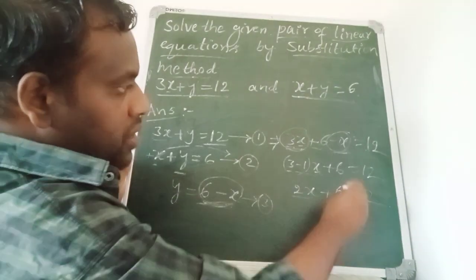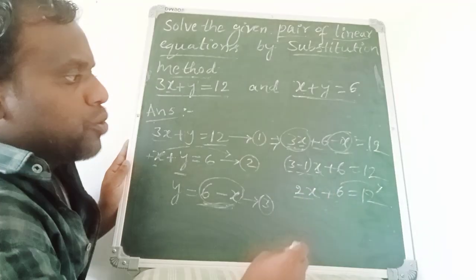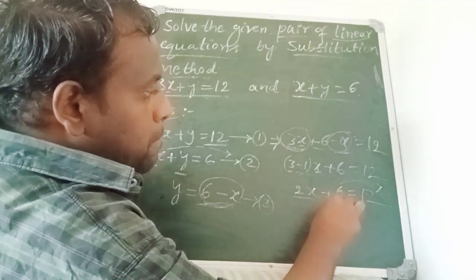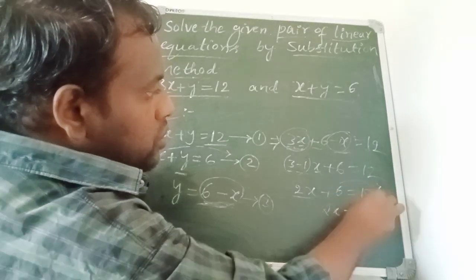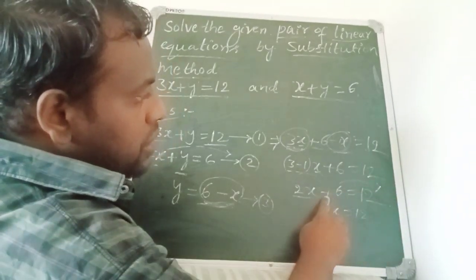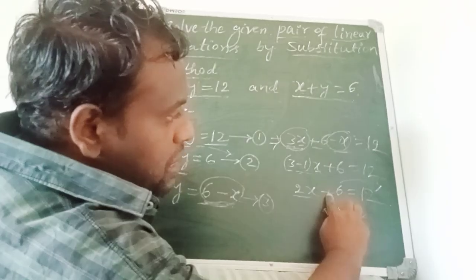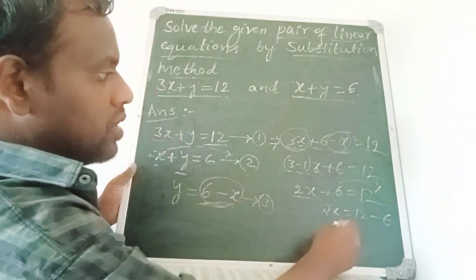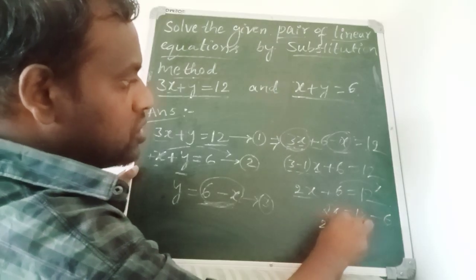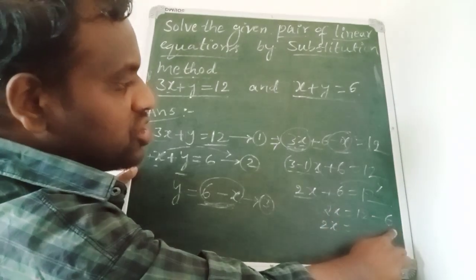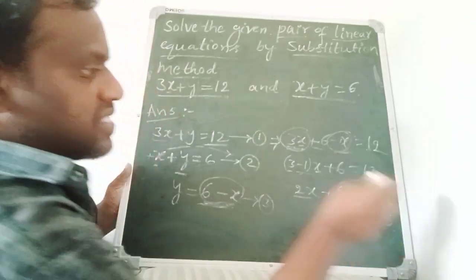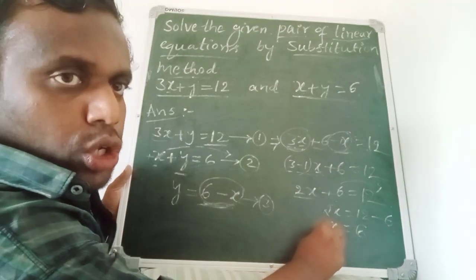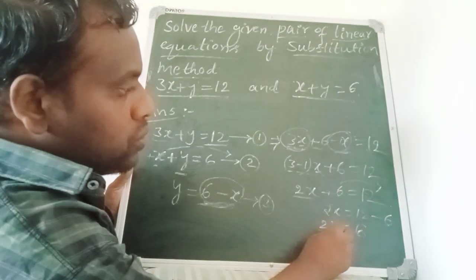Move this to this side. So before moving, first write this 2x as it is, equal to this 12 as it is. See, when plus 6 is moved to this side, this plus 6 becomes minus 6, like this. Next step, write this 2x as it is equal to, so 12 minus 6 is what? 6. Okay. So now we want only x, we don't want 2. So divide both sides by 2.